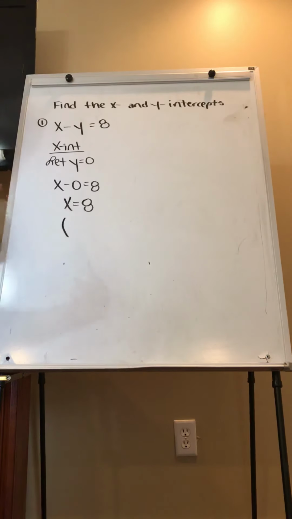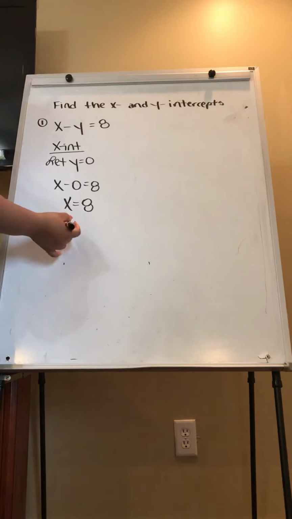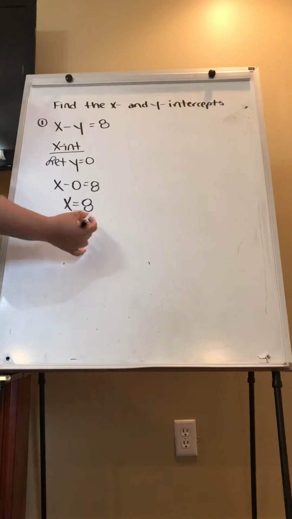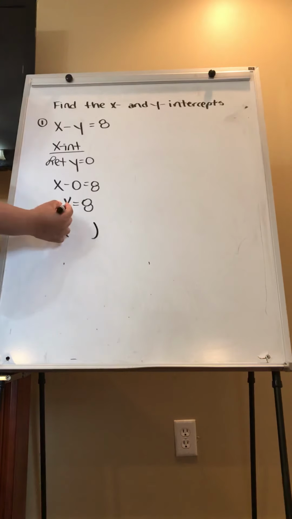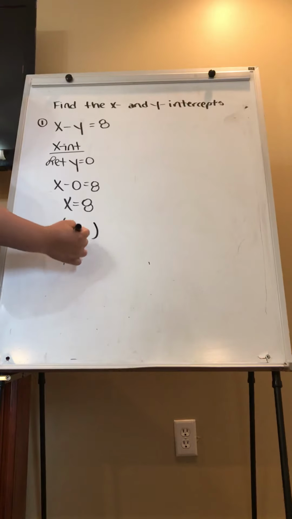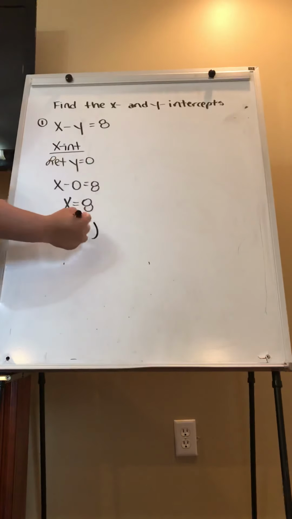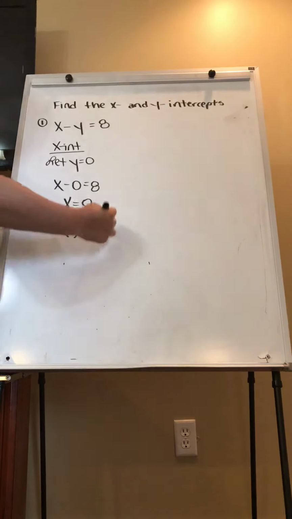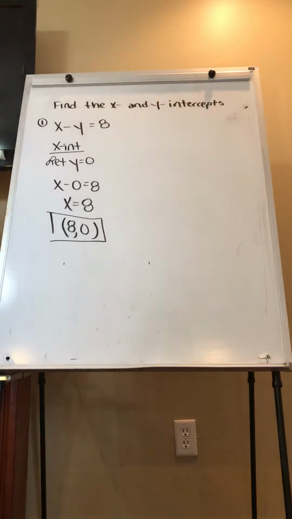Now, you need to write that as an ordered pair. You don't want to write x equals 8 because that looks like a line. So we're going to write it with x and y coordinates. Your x coordinate is obviously the 8. Your y coordinate is going to be 0 because that's what you let y be. So you would write your x-intercept as an ordered pair, and it would be (8, 0).